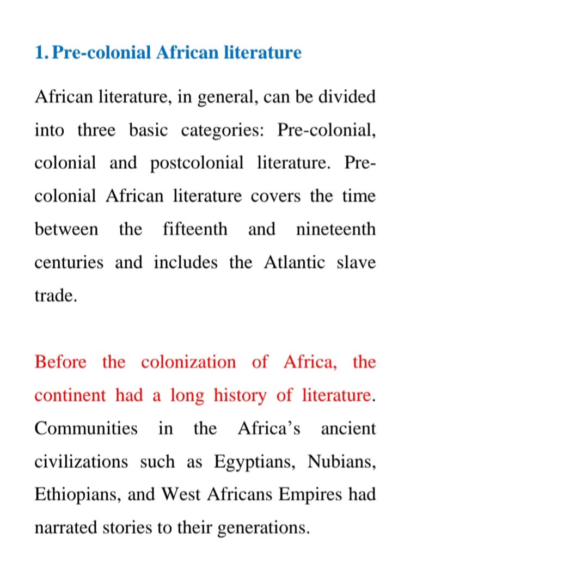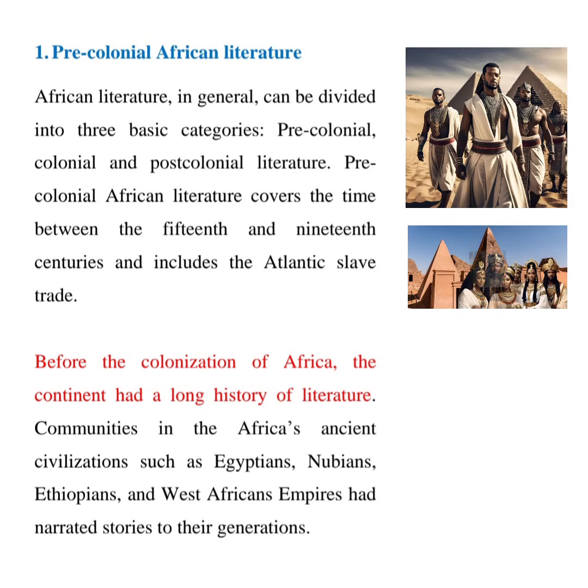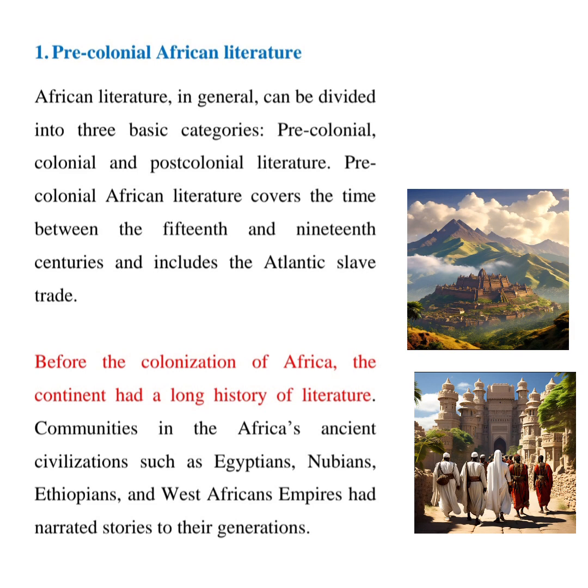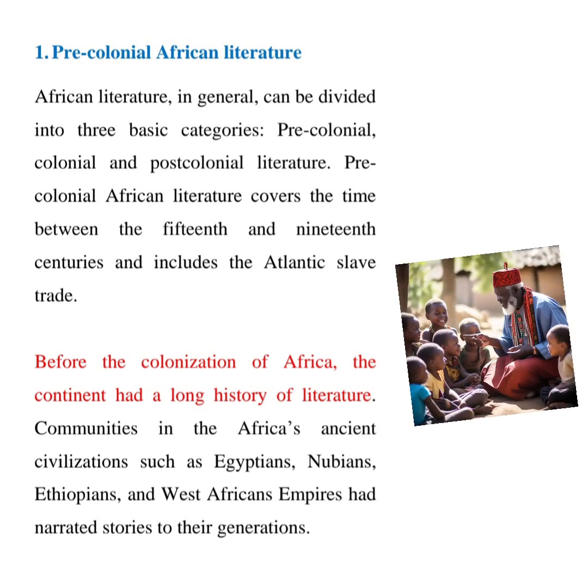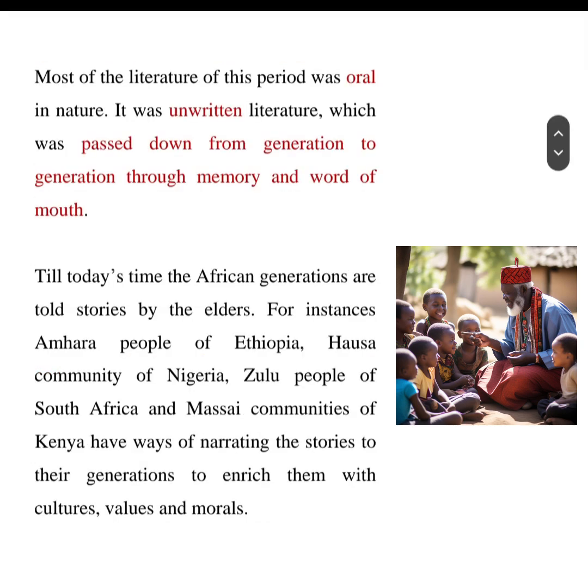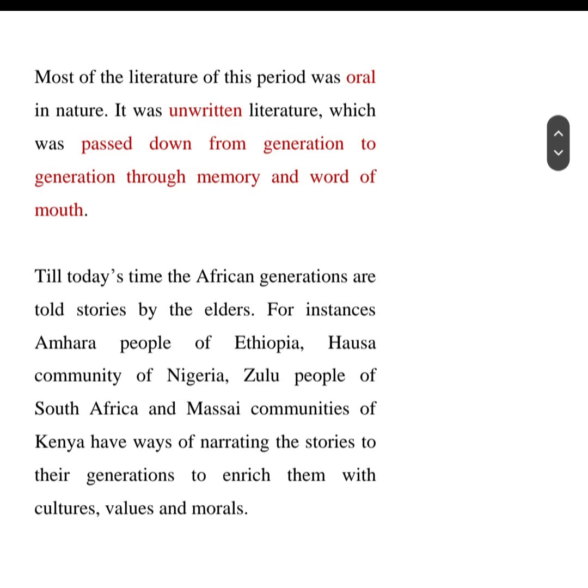Communities in the African ancient civilizations, such as Egyptians, Nubians, Ethiopians, and West African empires, had narrated stories to their generations. Most of the literature of this period was oral in nature. It was unwritten literature, which was passed down from generation to generation through memory and word of mouth. Till today, the African generations are told stories by the elders. The grandmothers and grandfathers used to tell the stories to the children.